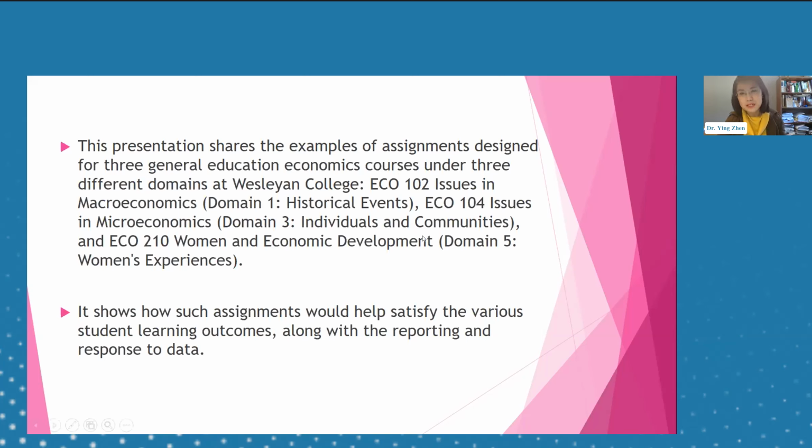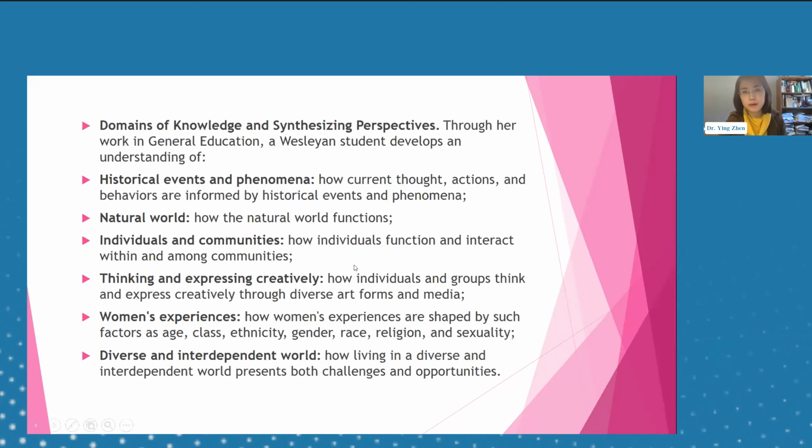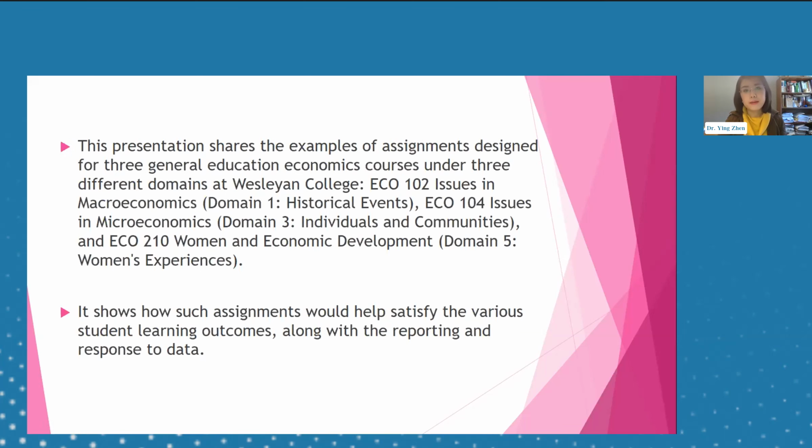The second course is called Econ 104, Issues in Microeconomics. This course fits the third domain very well, individuals and communities, which is about how individuals function and interact within and among communities. Microeconomics, from its prefix micro, micro means small. So microeconomics studies the small economic actors, such as individuals, households, and firms. We look at how they interact in the marketplace and how they interact in order to optimize. That's why the intro level microeconomics is listed under individuals and communities.